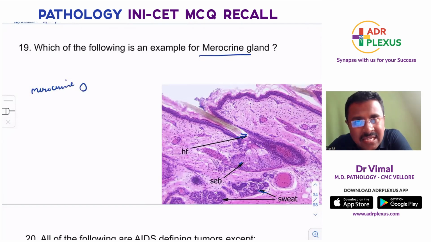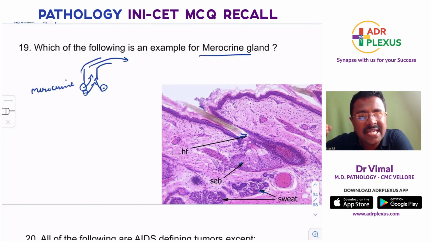Nothing will happen to the cell during the secretion. They will be secreting their secretions into the lumen. The cells will be pouring the secretions into a ductular system, and from there the secretion goes on. The cells will empty the secretions through the duct, and such cells are called merocrine.